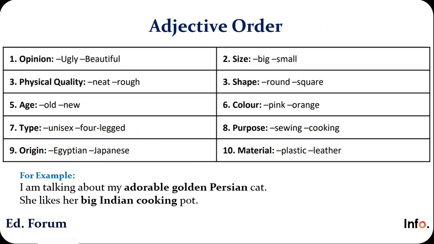She likes her big Indian cooking pot. Yes, we are talking about the big size. Indian, that's called origin, and cooking is the purpose. So these are called adjectives. I hope they are now clear to you.